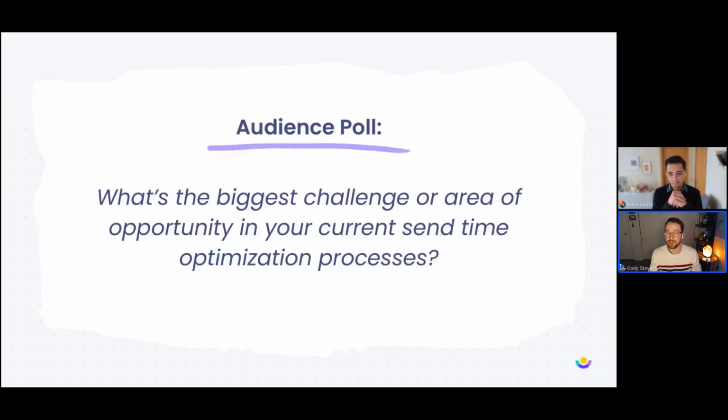So first off, as always, we want to hear from you in the audience. So I'm going to publish this poll. It's going to pop up on your screen. But we want to know, heading into this topic, what is currently the biggest challenge or area of opportunity for you in your current send time optimization processes? Is it analyzing or understanding what your user behaviors are right now? Is it setting up messaging to actually trigger and send at those specific times? Or is it trusting the data? Are you trying to go beyond email open rates to find out when the best time is? Or if you're new to this, or you aren't really doing much optimizing but looking to level that up, let us know as well in the poll.